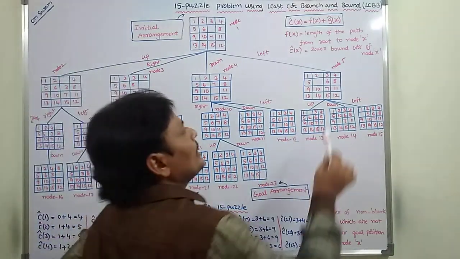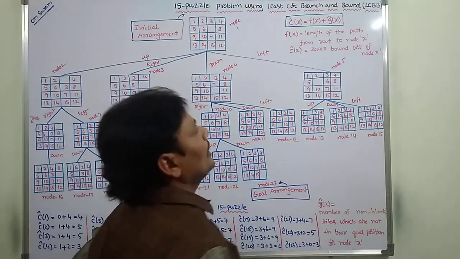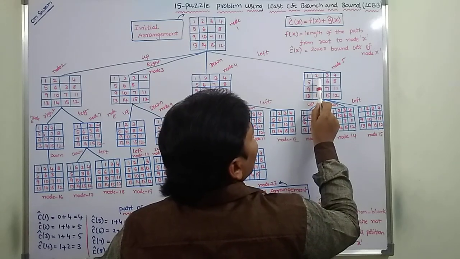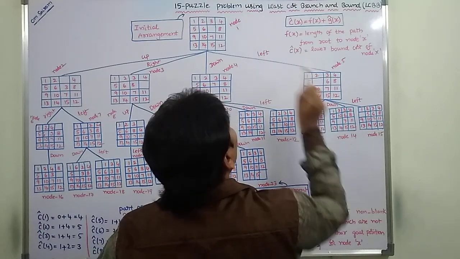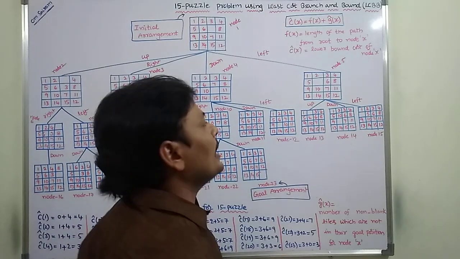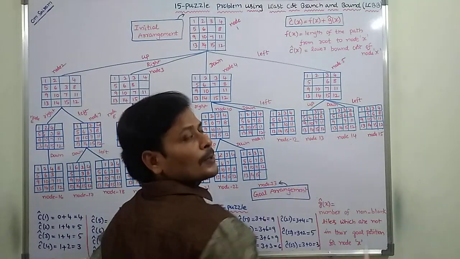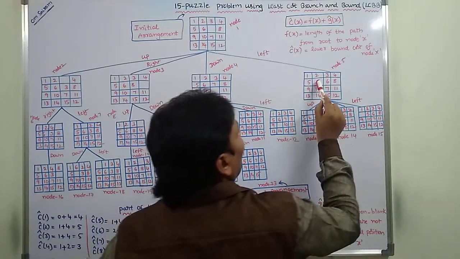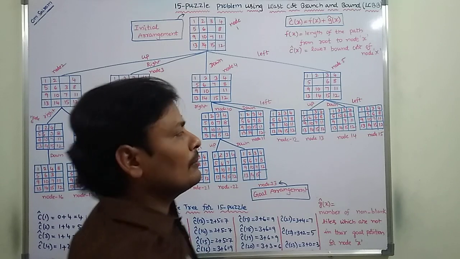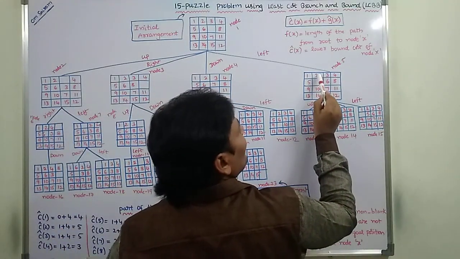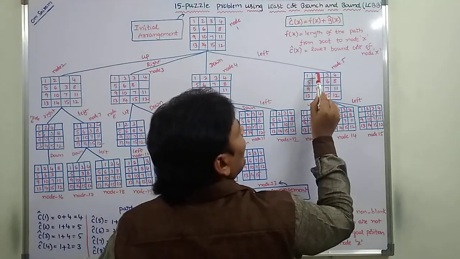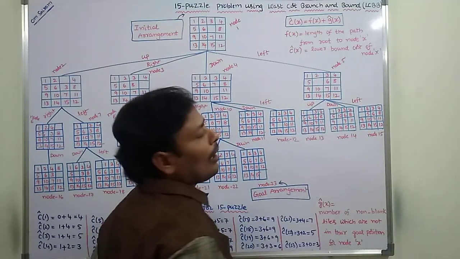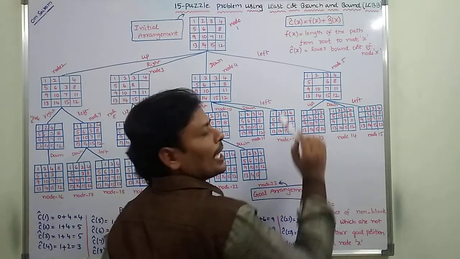Okay, next one. Now consider node 5. The empty tile can be moved to right, then we are getting the node 1. So that right movement cannot be used here. The empty tile can be moved to left direction, up direction and down direction. Suppose the empty tile is moved to left direction, so tile 2 can be moved to down and empty tile can be moved to up. So this is node 13 we are getting.